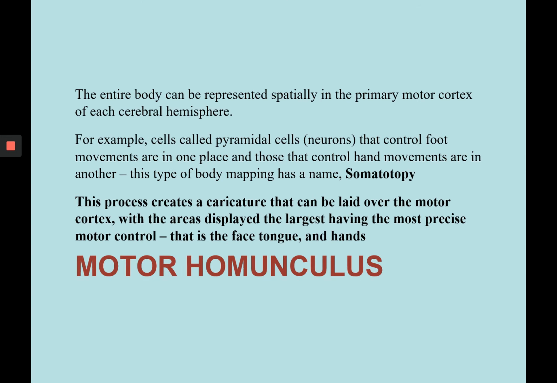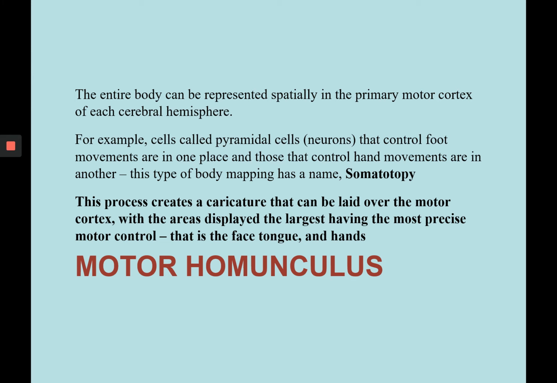We also want to acknowledge that we can do some mapping with the cerebral cortex, and it's called the motor homunculus, but basically it's the entire body represented spatially along the primary motor cortex. It's just the primary motor cortex. And what you're going to see is kind of like a funny cartoon. But it's talking about which cells, called pyramidal cells, of the cerebral cortex control what part of the body.